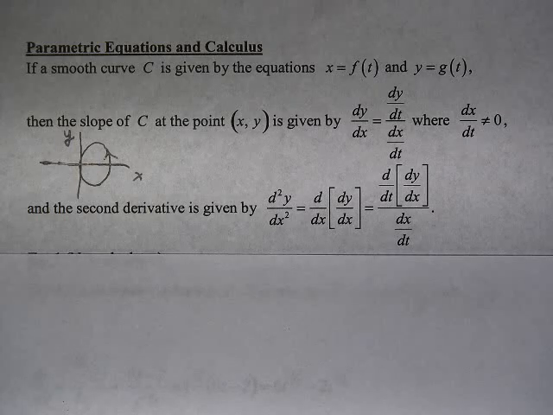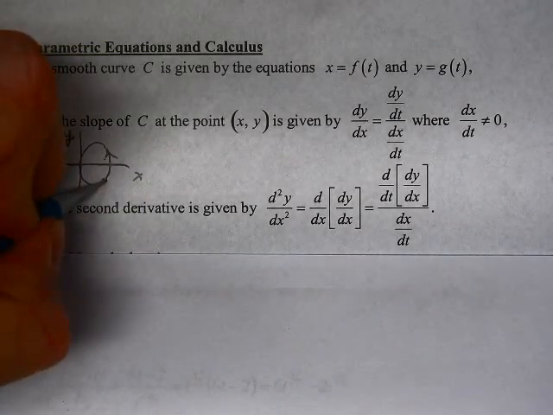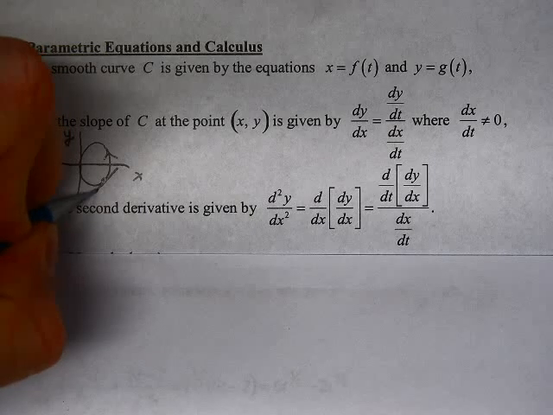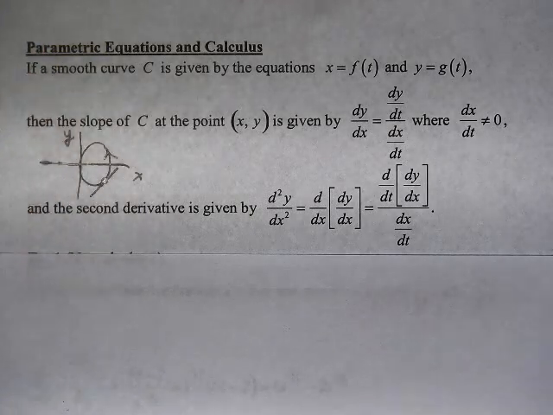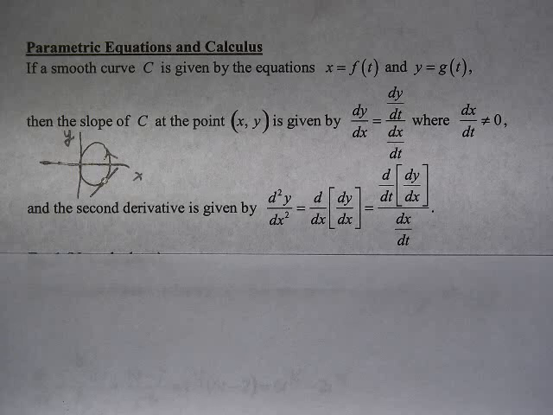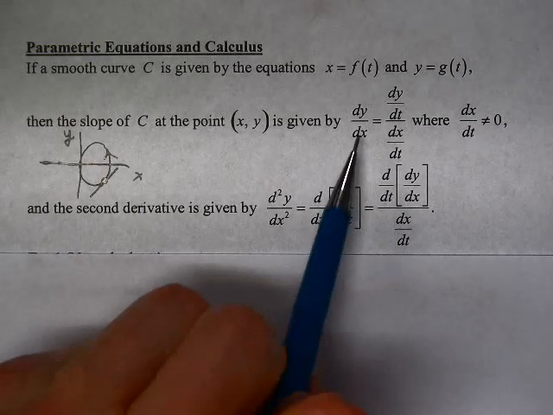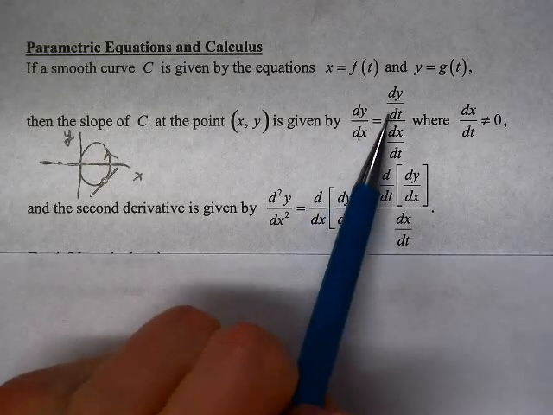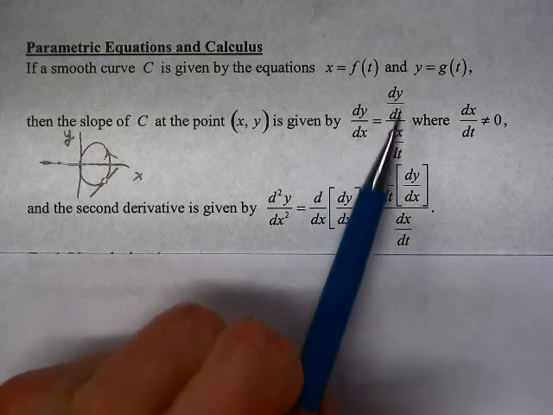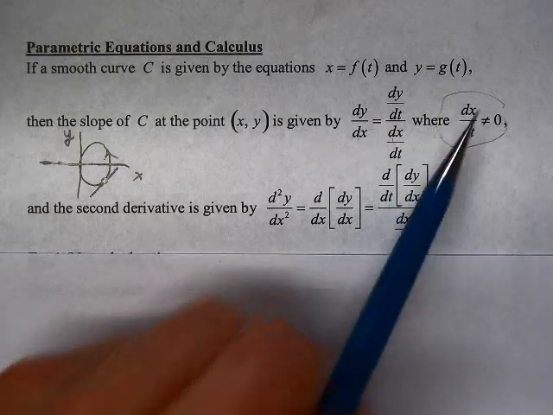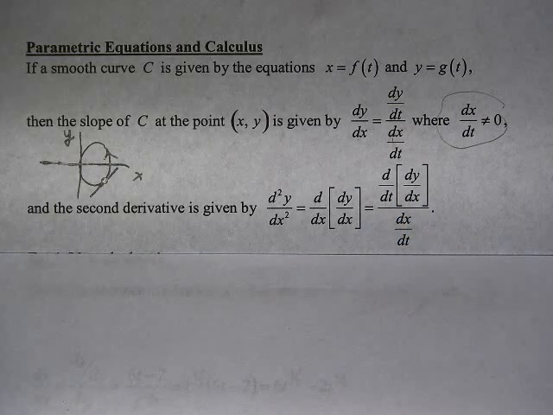All right, so dy dx here means exactly the same thing that it's always meant. It's the slope of the function. So it's the slope of that tangent line in terms of x and y. All right, so the derivative of y with respect to x is equal to dy dt over dx dt. And then, of course, assuming that dx dt is not equal to 0, because we couldn't divide by it or have it in the denominator if it was. All right, so that's pretty easy.